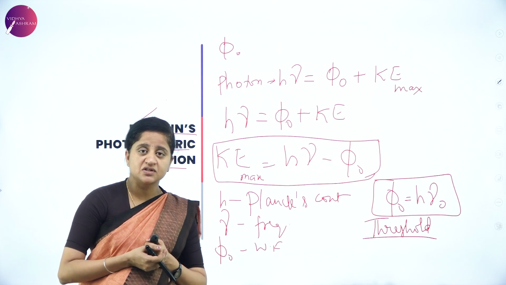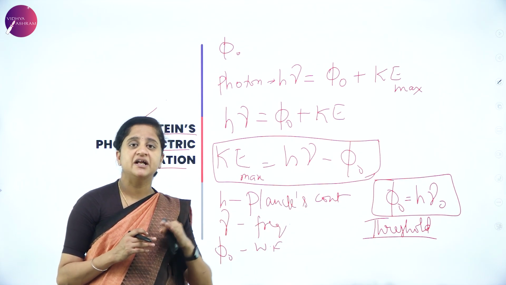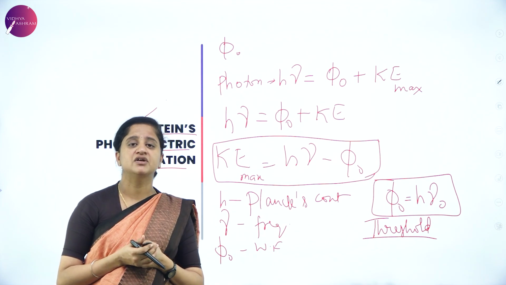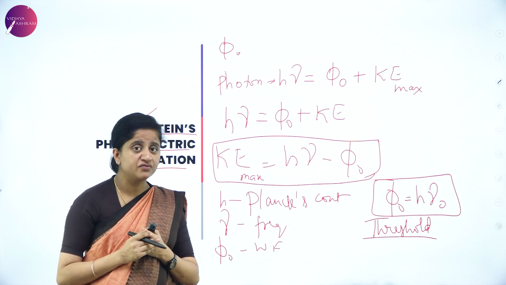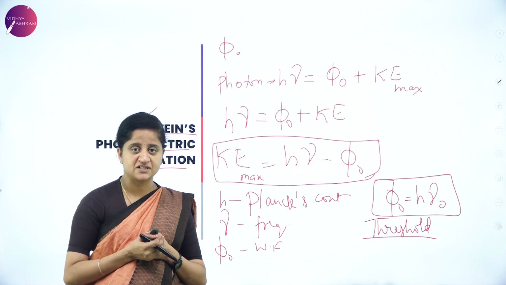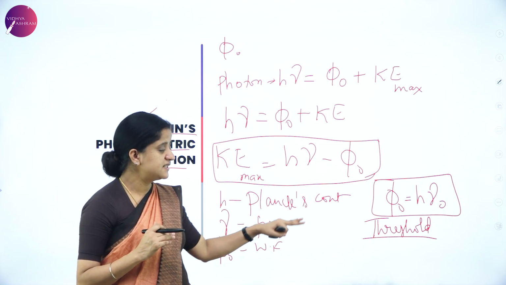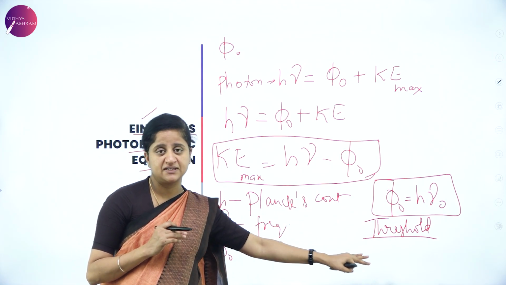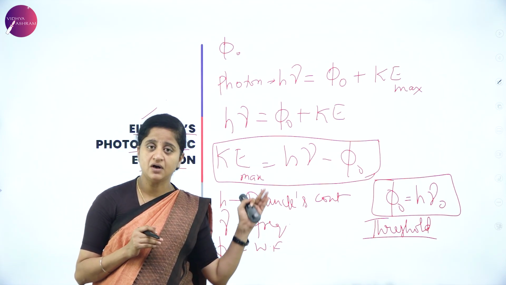And also he concludes about the threshold frequency. It's the minimum frequency required for the photoelectric effect to take place. Below the threshold frequency, no liberation of electrons takes place, or no photoelectric effect can be observed, and hence he named it the threshold frequency. So these are the explanations of the photoelectric effect according to Einstein.